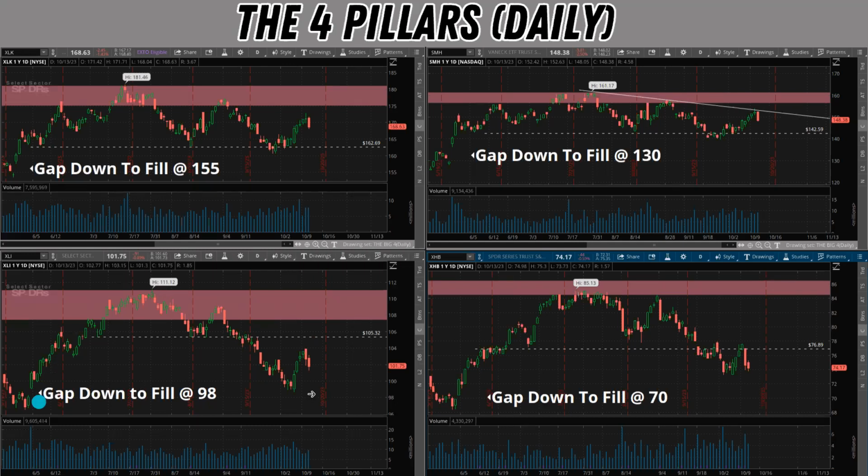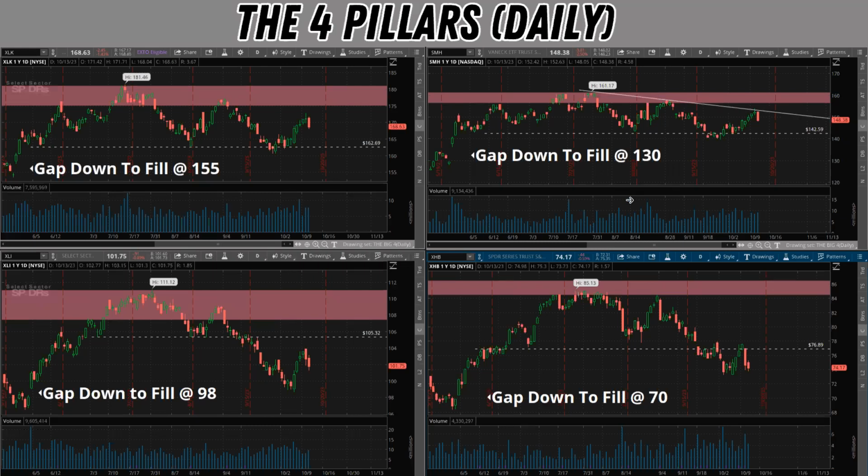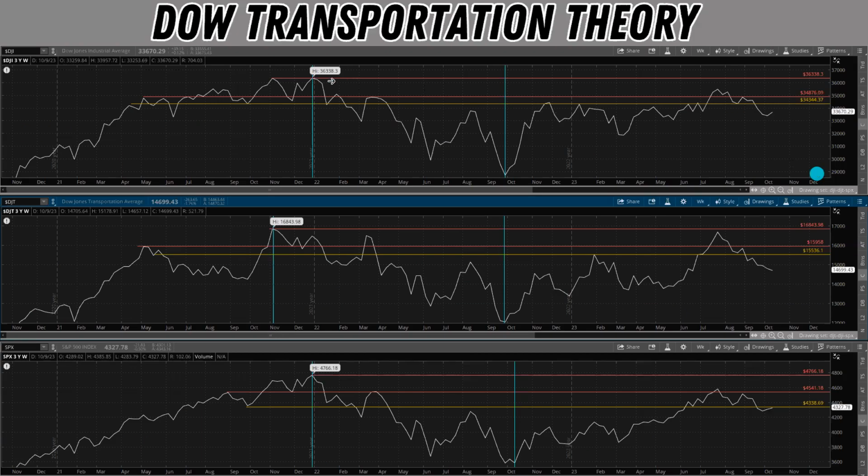Now, if these gaps fill, that's going to be a very interesting point in the market for me. And we're most likely going to see the S&P 500 correct even further and have a pretty significant pullback from its current levels if all four of these fill their daily gaps down. Now, speaking about industrials, what we have here is basically the Dow transportation theory, which is something you can look up.